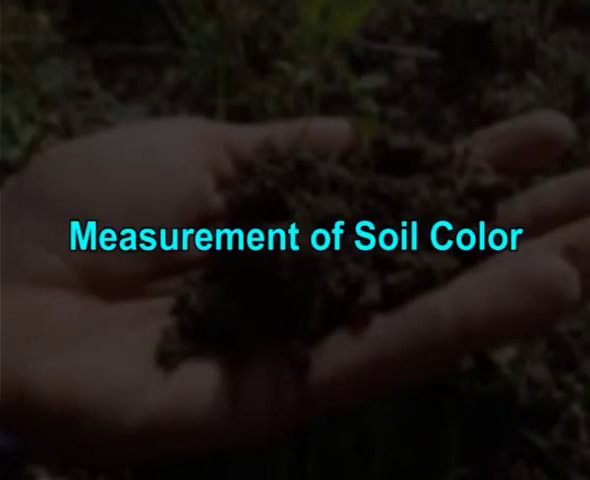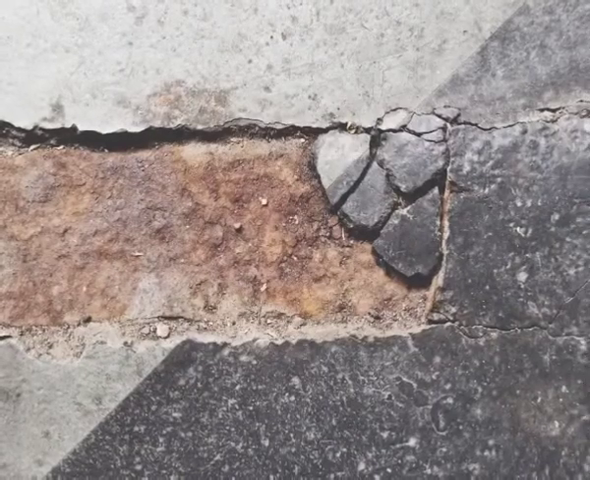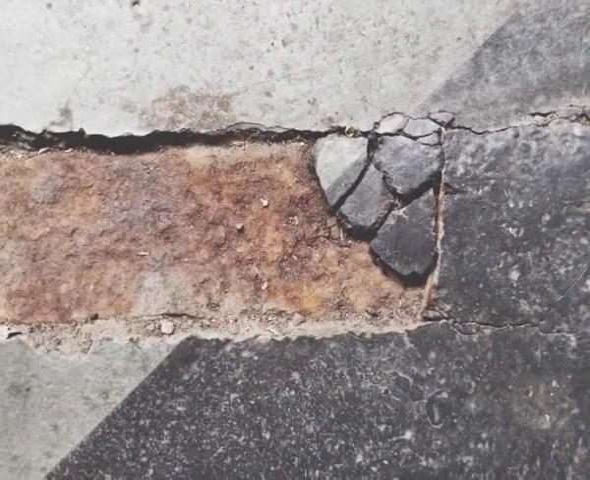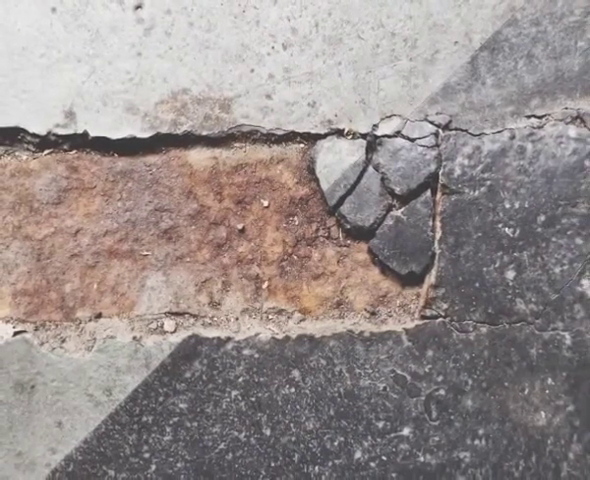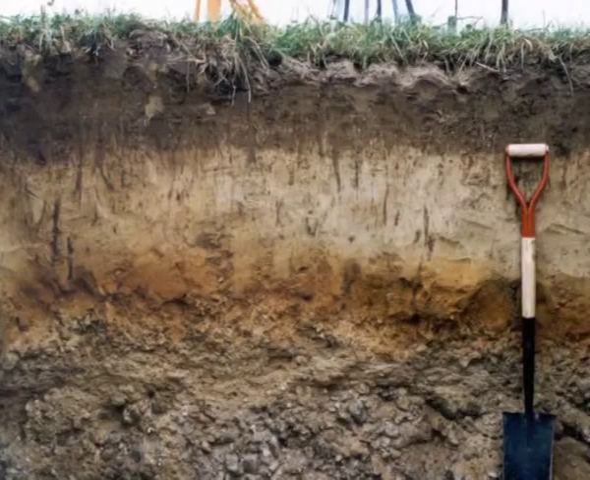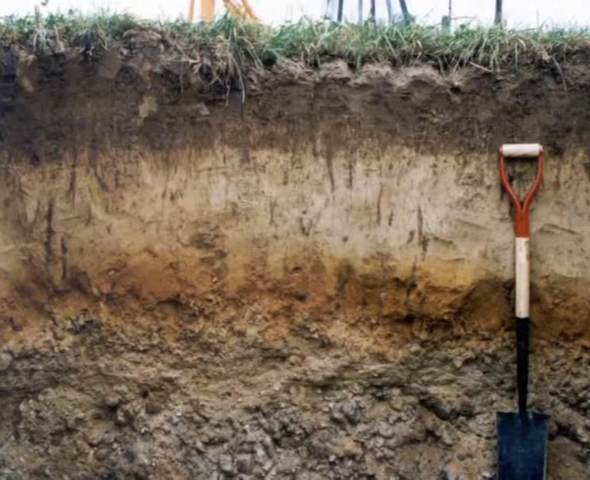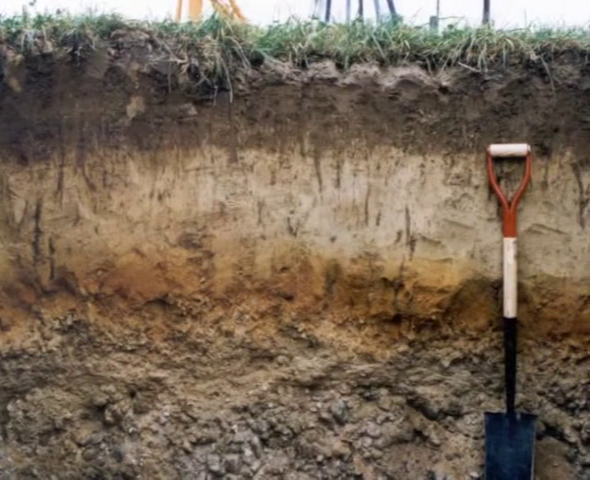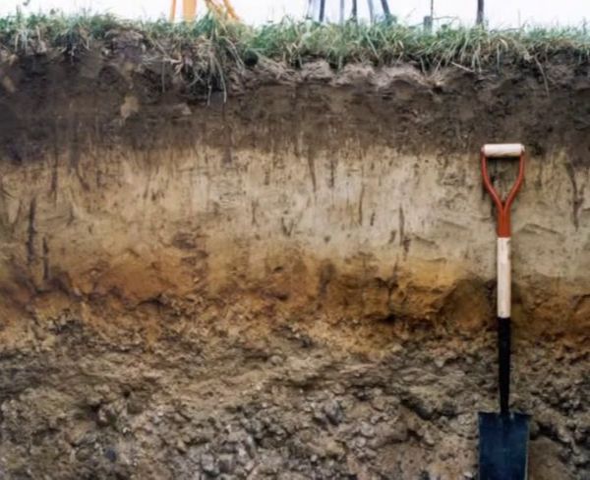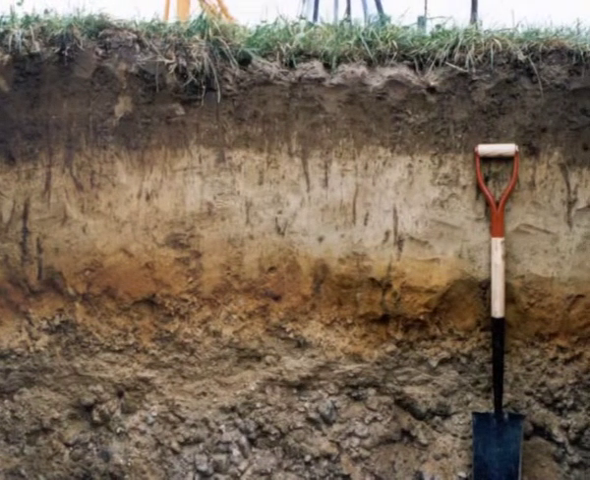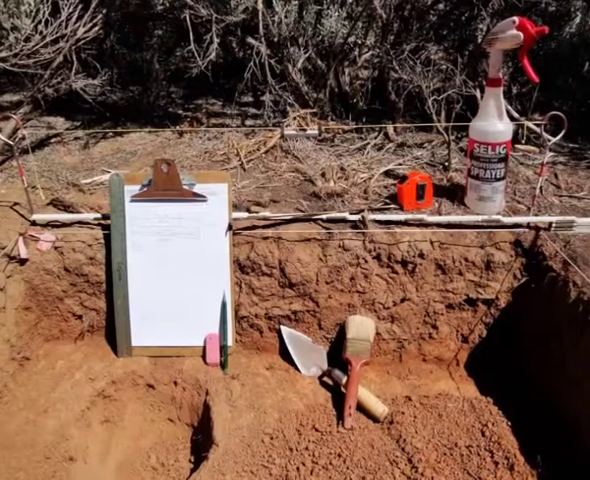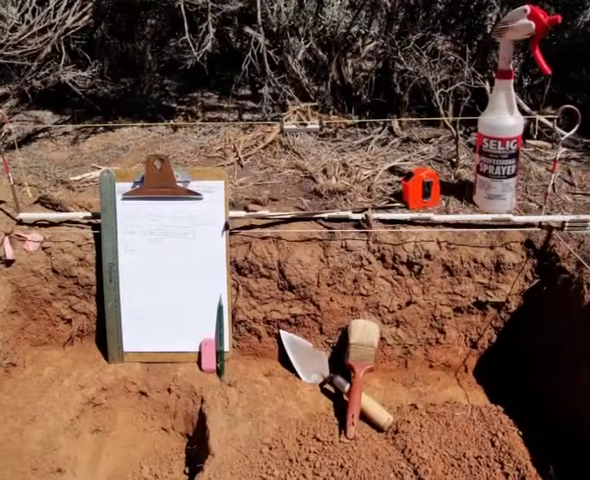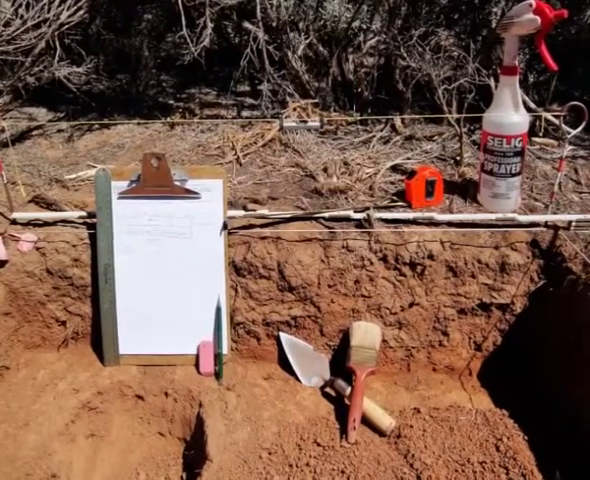Measurement of soil color. Soil color should be determined on moist surfaces of freshly broken, not sliced, soil samples. Like any other soil property, color must always be observed throughout soil profile, paying special attention to the differences between soil horizons. Color characteristics such as mottle, percentage and contrast should be observed and recorded.